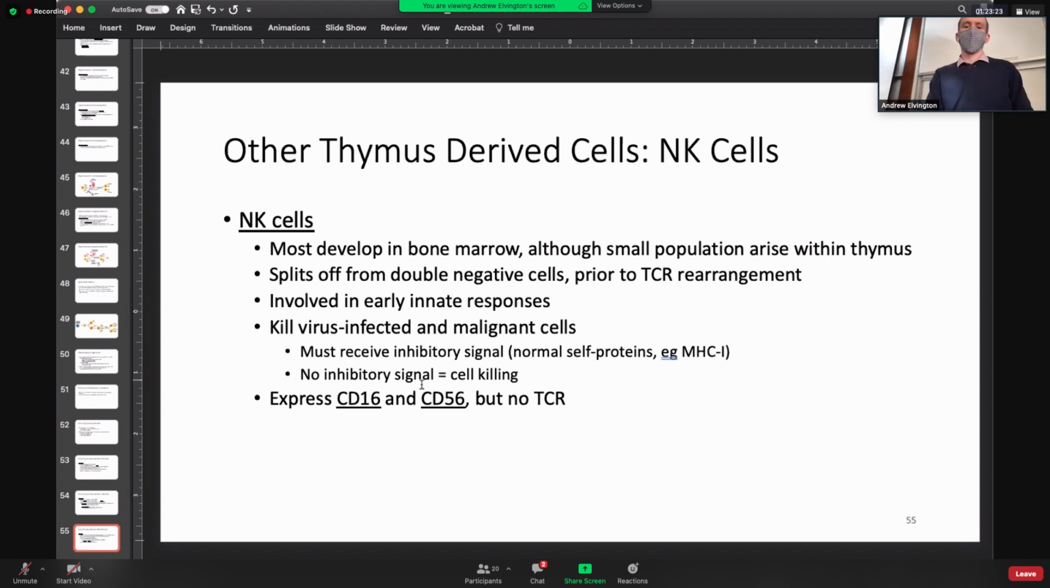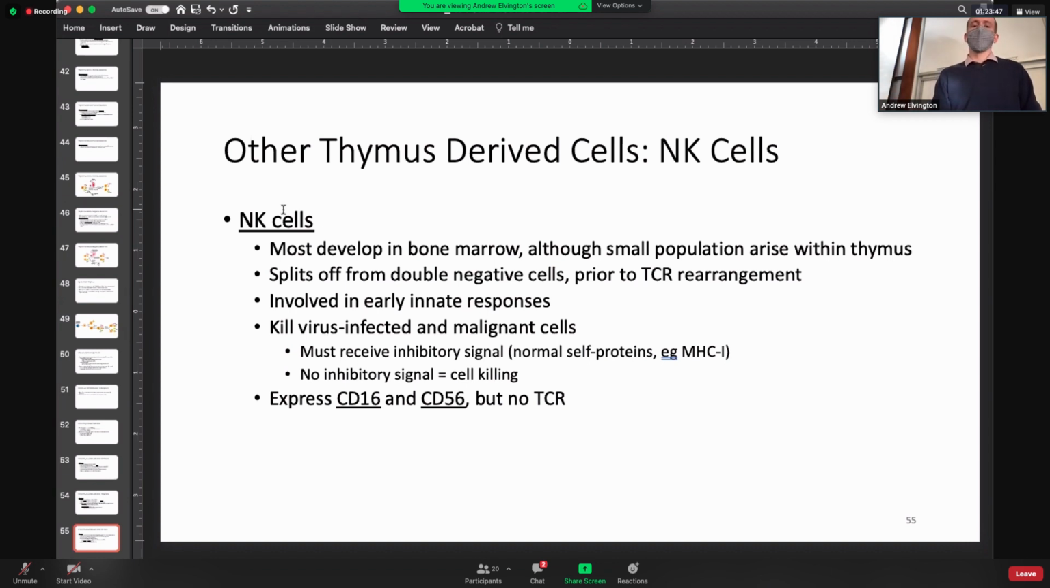If they get an inhibitory signal, they won't kill that cell. Usually that inhibitory signal is like MHC class 1. If they don't get it, the cell will say, well, this is a sign that something's wrong with you. I'm going to proceed with my killing program. So natural killer cells really help control viral infection and malignancy.